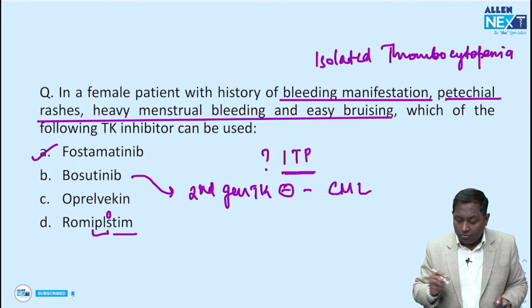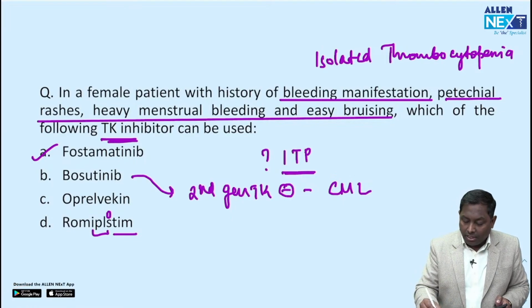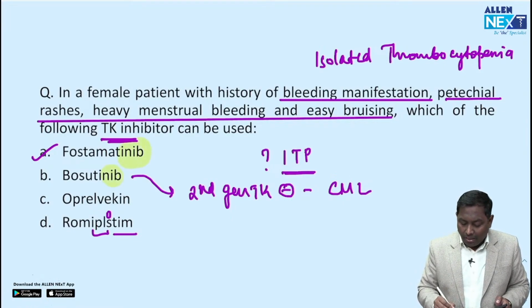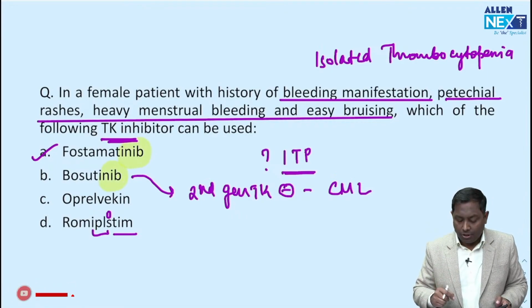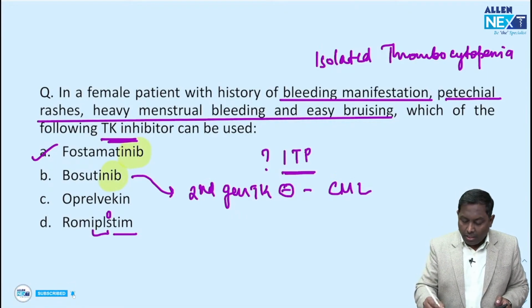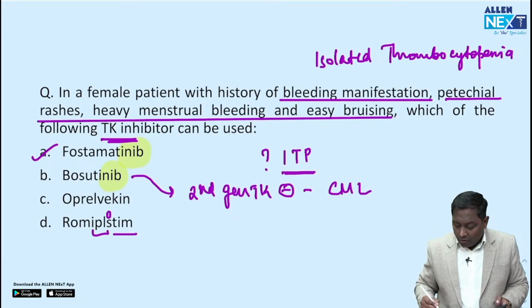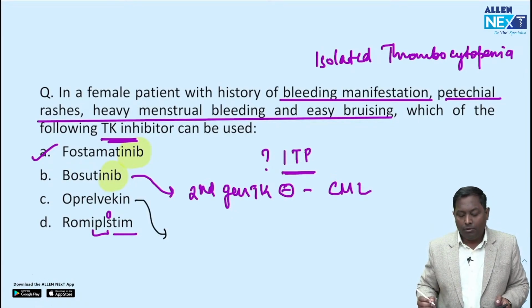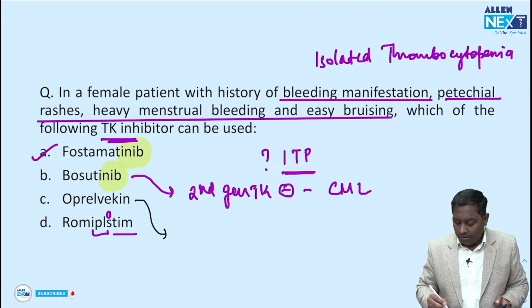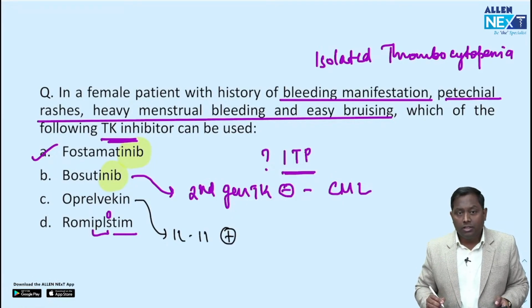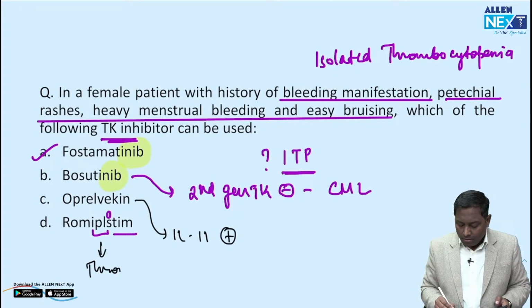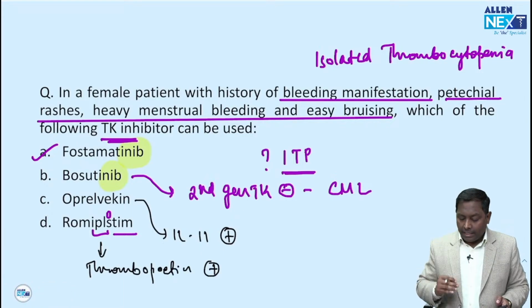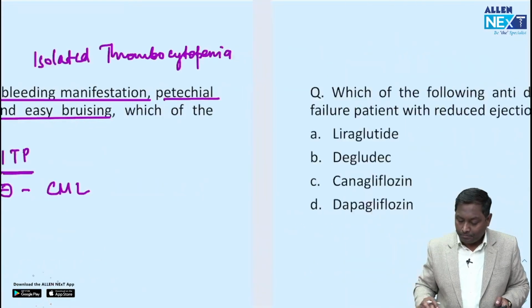The examiner has asked which tyrosine kinase inhibitor. See, all tyrosine kinase inhibitors have "nib" in their names. So as soon as you know this information, two options are ruled out. Oprelvekin is one of the interleukin 11 agonists. We can also utilize romiplostim or oprelvekin to increase the level of platelets, but they are not tyrosine kinase inhibitors, right? Interleukin 11 agonist, and romiplostim is a thrombopoietin receptor agonist. All right. So the correct answer for this one is going to be fostamatinib.